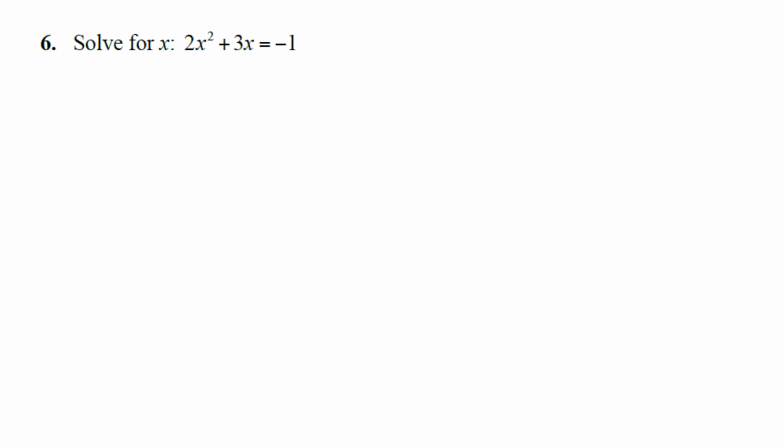All right, so now let's review a more complex algebraic equation. So we have 2x squared plus 3x equals negative 1, and we're asked to solve for x. So we have a square here, and so that should signify that we are working with a quadratic equation. So I'm going to add 1 to both sides so that I can get my quadratic equation set equal to 0.